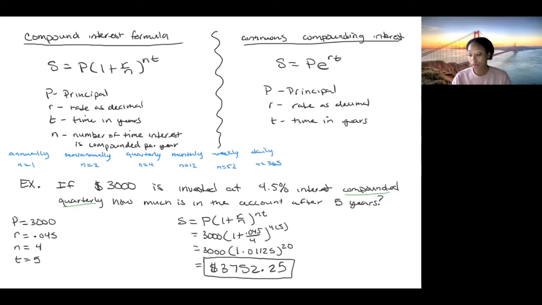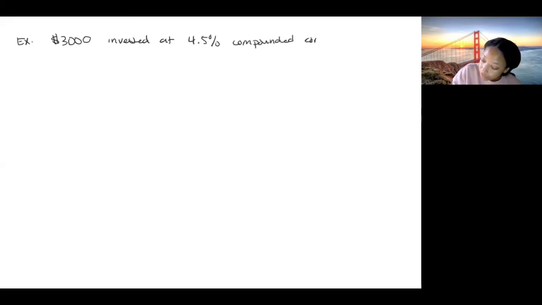All right, so we'll do the same problem, except instead of compounding quarterly, we're compounding continuously. That's part B. What did I call it? Part A in the last one? No, I didn't. All right, so this time we'll do $3,000 invested at 4.5% compounded continuously for 5 years.